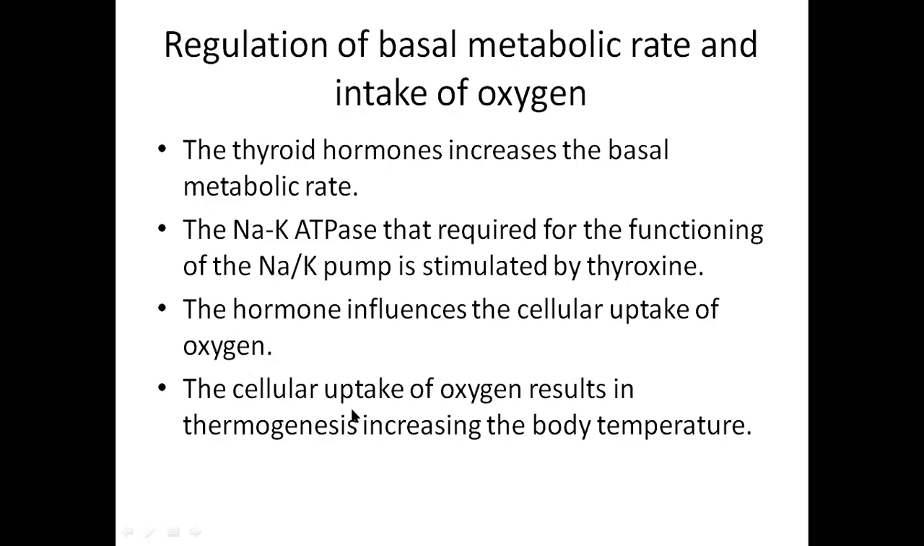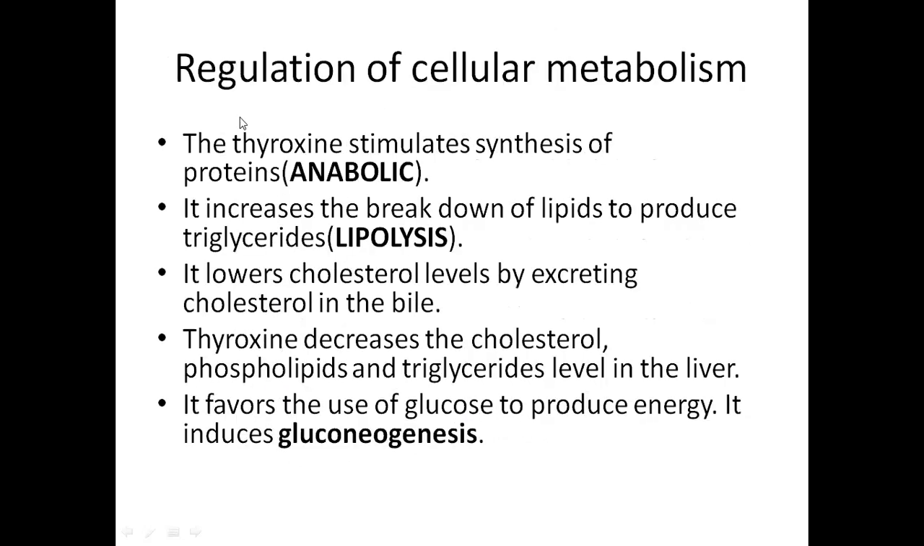Thyroid hormone plays a very important role in production of heat in the body, that is, increasing the body temperature. So for this thermogenesis, oxygen control is very essential. Apart from that, cellular metabolic activities like anabolism, where the production of proteins, are also influenced by thyroxine, and it promotes lipolysis. That means it promotes the breakdown of lipids to produce triglycerides, and it also excretes the cholesterol present in the blood.